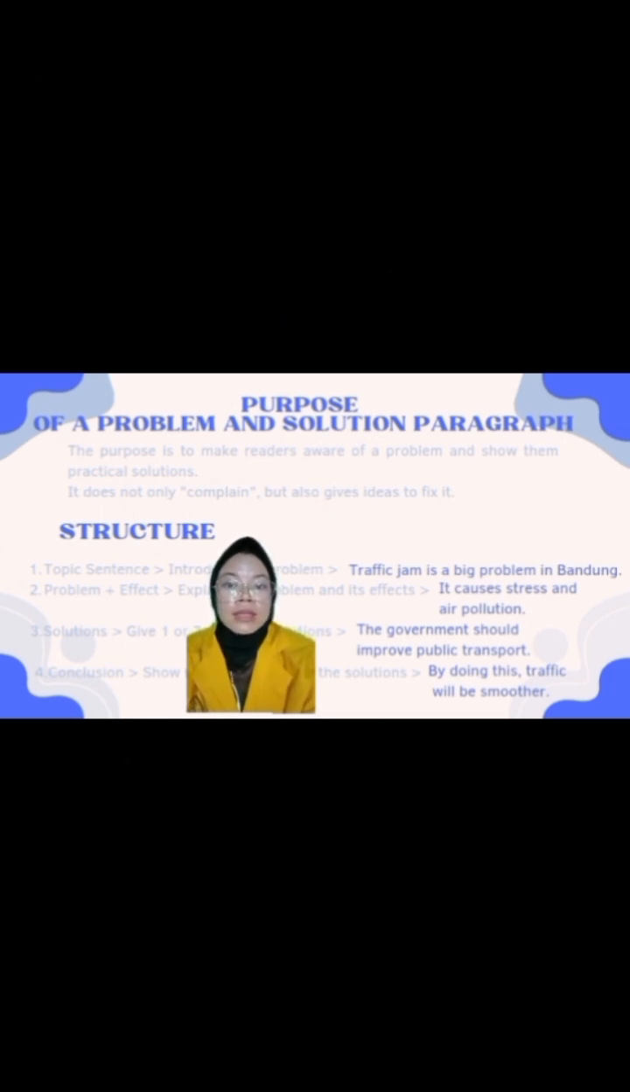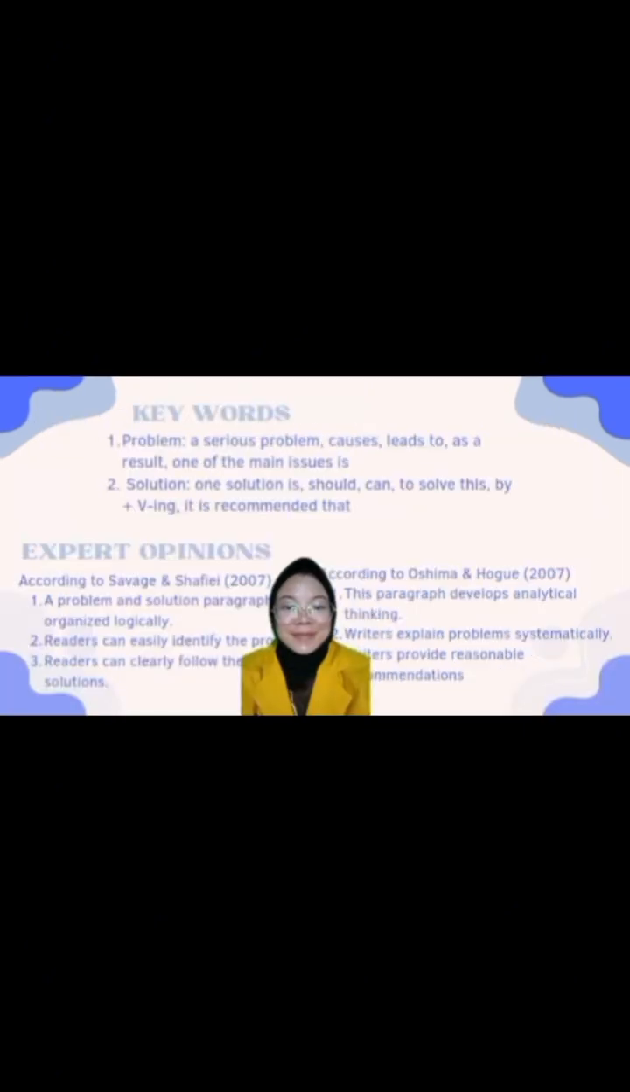Let's look at the structure using a simple example. First, the topic sentence. An example is: traffic jam is a big problem in Bandung. Second, the problem and effect. It causes stress and air pollution. Third, the solution. The government should improve public transport. And last, the conclusion. By doing this, traffic will be smoother.